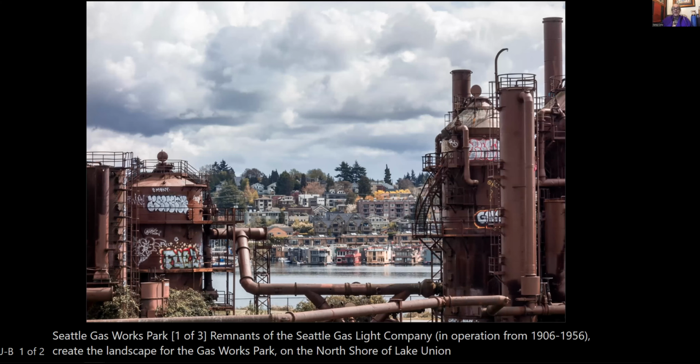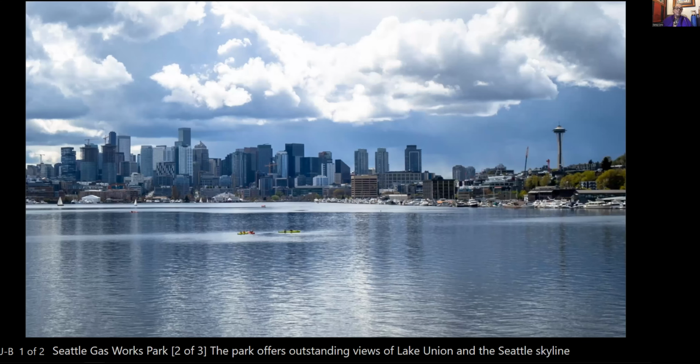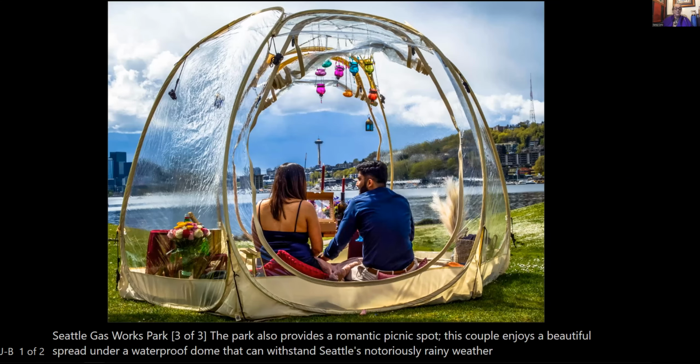Remnants of the Seattle Gas Light Company, in operation from 1906 to 1956, create the landscape of the Gasworks Park on the north slope of Lake Union. Seattle Gasworks Park, 2 of 3: the park offers outstanding views of Lake Union and the Seattle skyline. 3 of 3: the park also provides a romantic picnic spot. This couple enjoys a beautiful spread under a waterproof dome that can withstand Seattle's notoriously rainy weather.